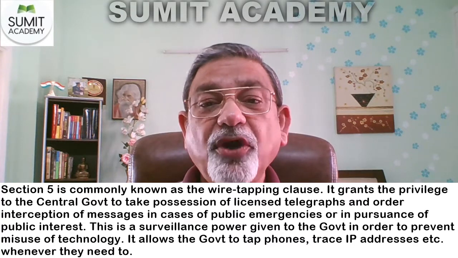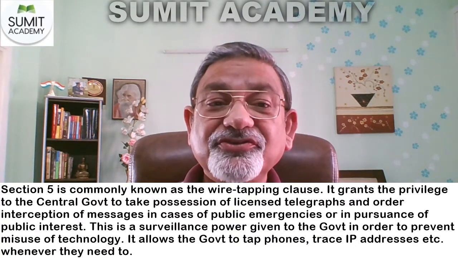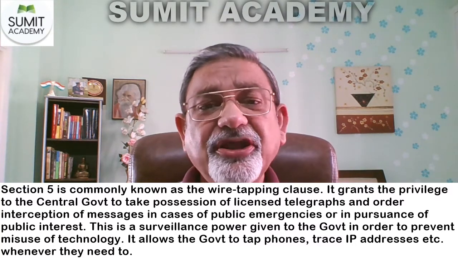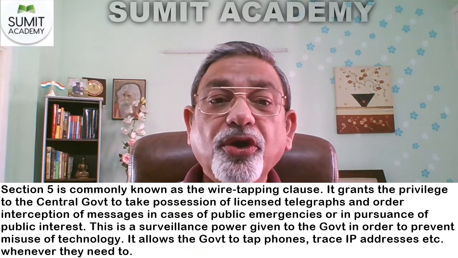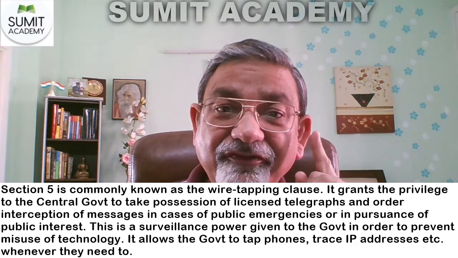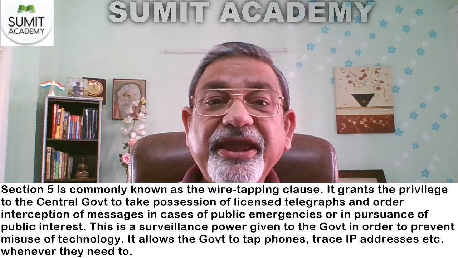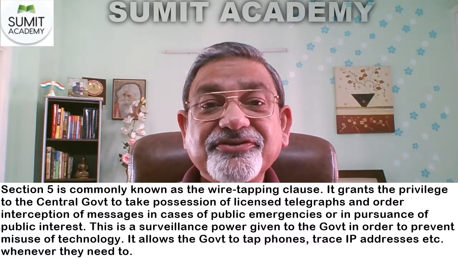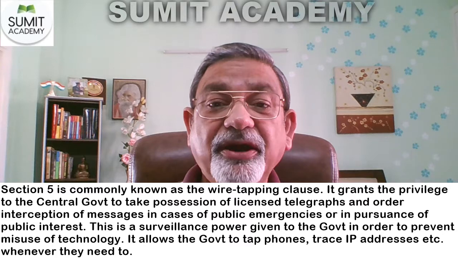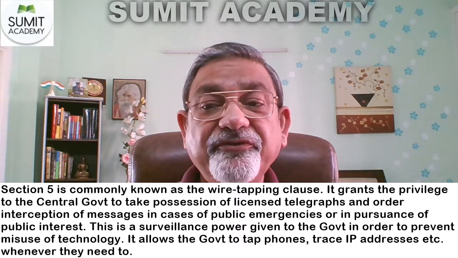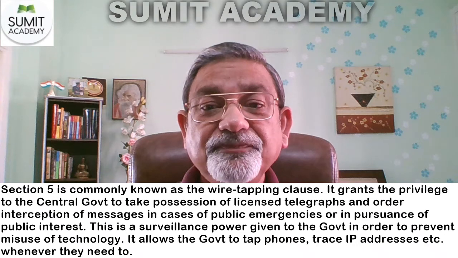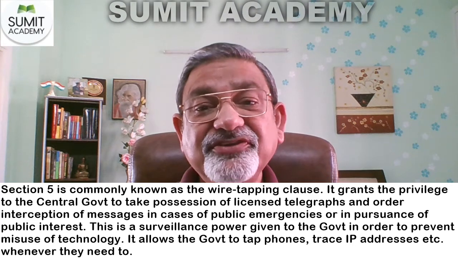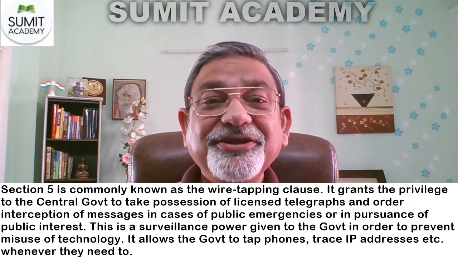Section 5 is commonly known as the wiretapping clause. It grants the privilege to the central government to take possession of licensed telegraphs and order interception of messages in cases of public emergencies or in pursuance of public interest. Now, this is a surveillance power given to the government in order to prevent misuse of technology. It allows the government to tap phones, trace IP addresses, etc., whenever they need to.